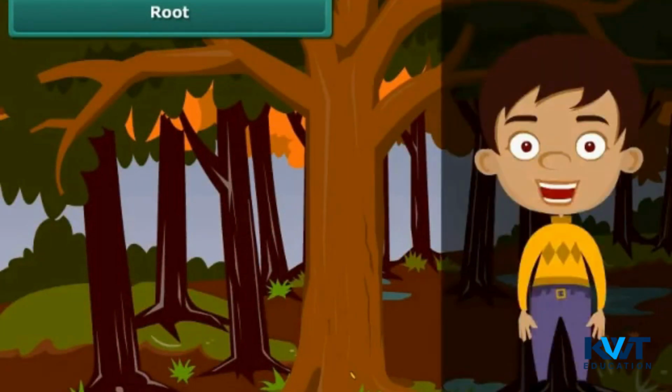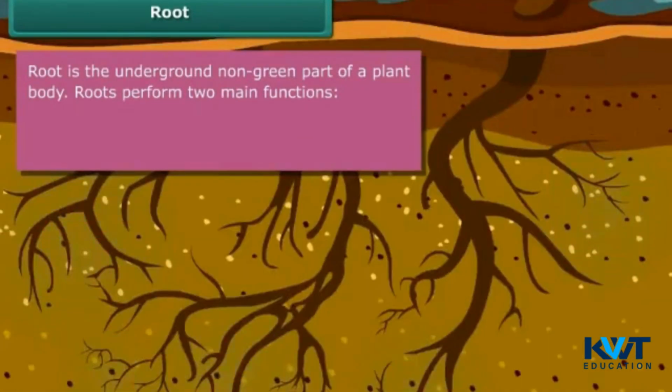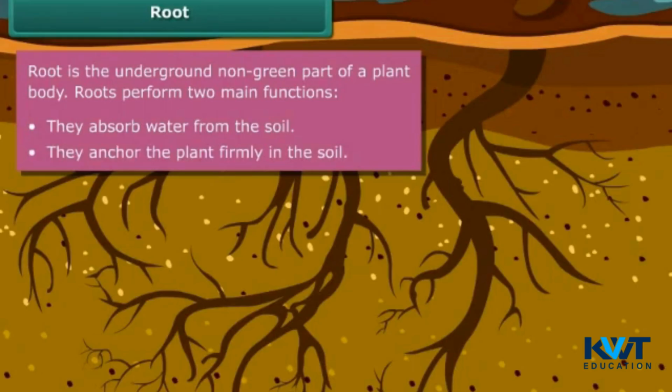Let us begin our discussion with plant roots. Root is the underground non-green part of a plant body. Roots absorb water and minerals from the soil, which are crucial for the survival of a plant. They also attach a plant to the soil for its entire life.